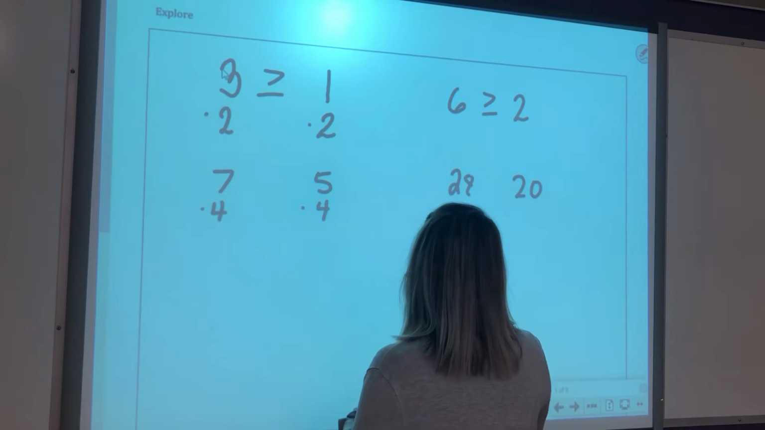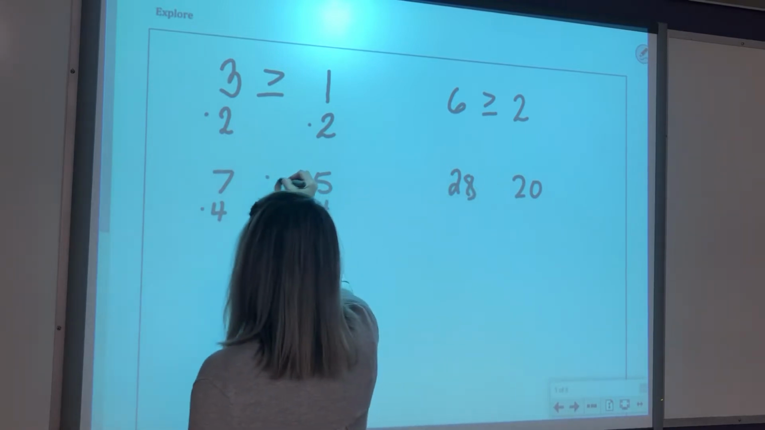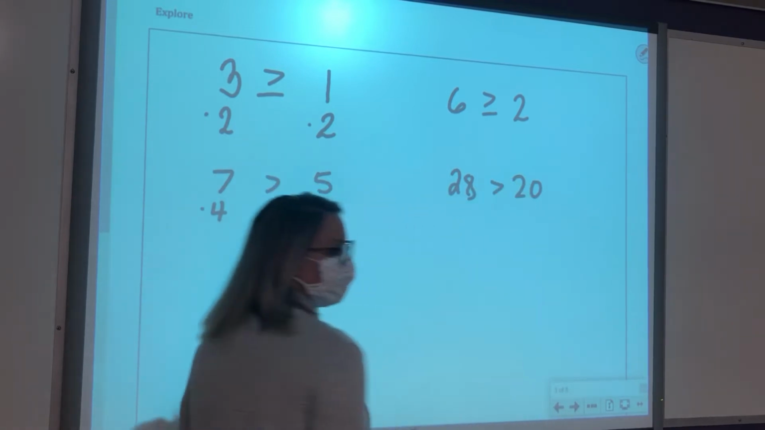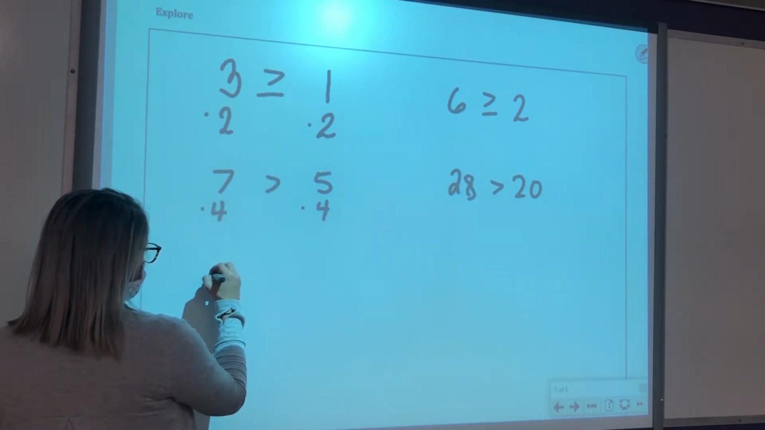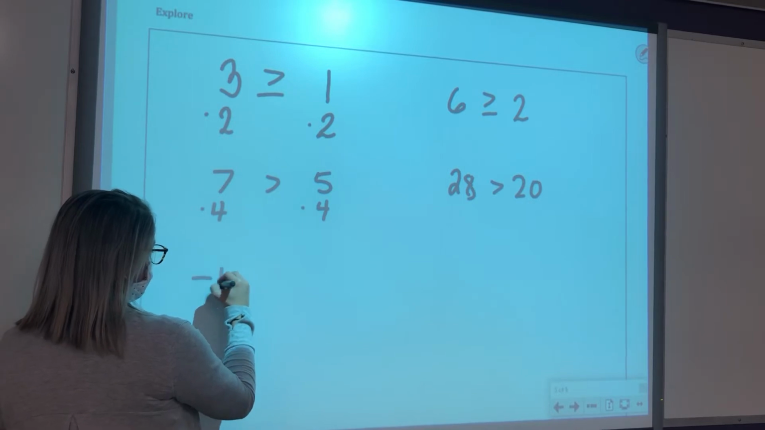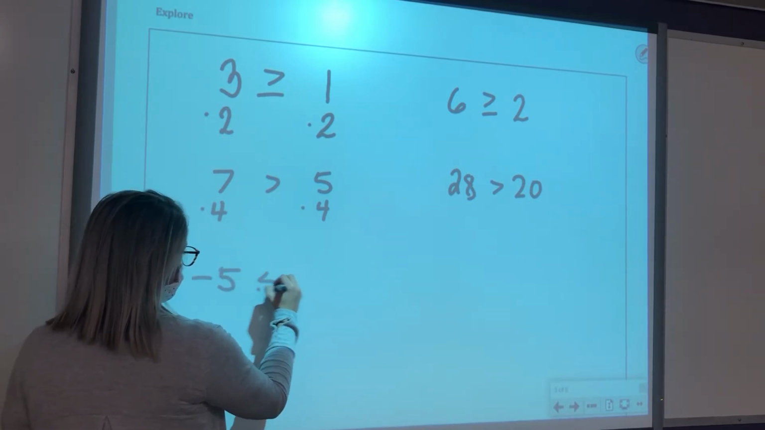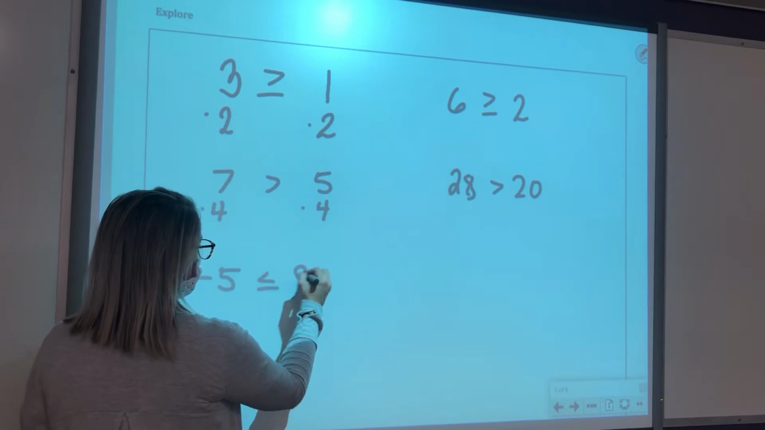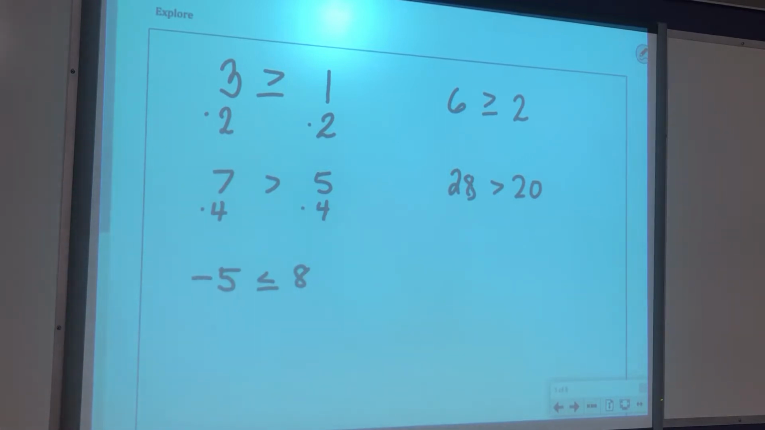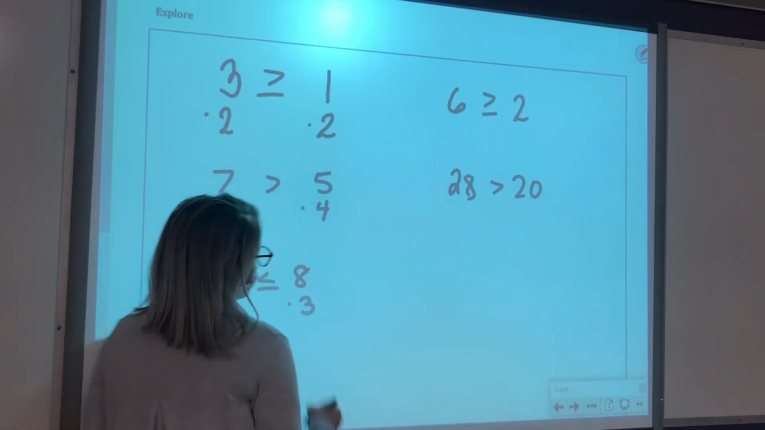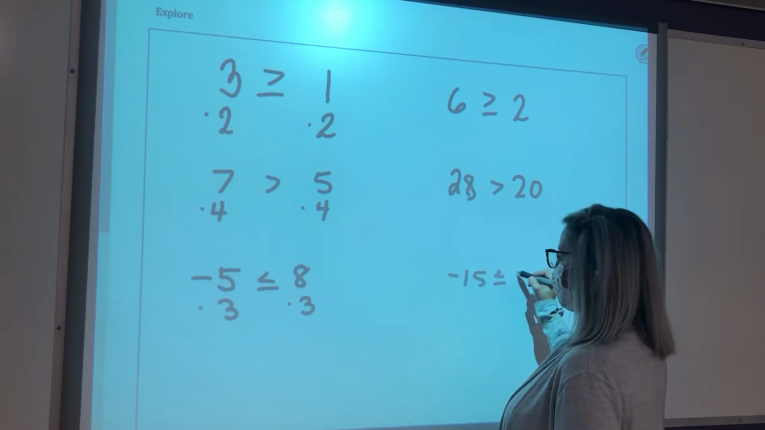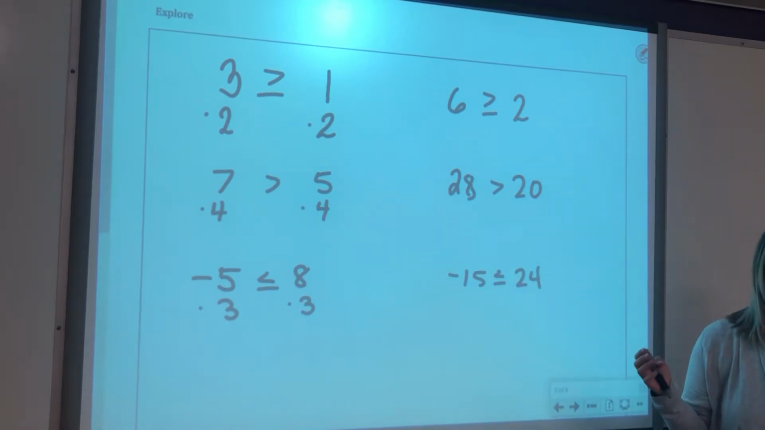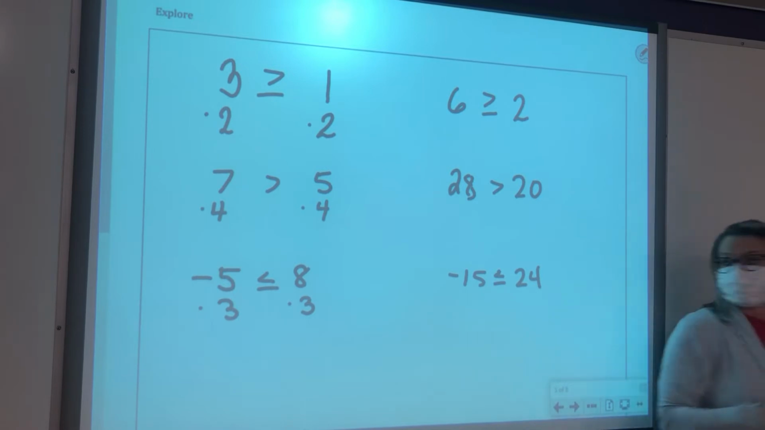I mean, seems weird. I could do this, this feels different. Right? Yes. Okay, I could do, true? Yeah. Everyone okay with that? If I multiply by 3, multiply by 3, I get negative 15 is less than or equal to 24. Still true, correct? Yes. Everyone okay with what I'm doing? Yes. Okay.